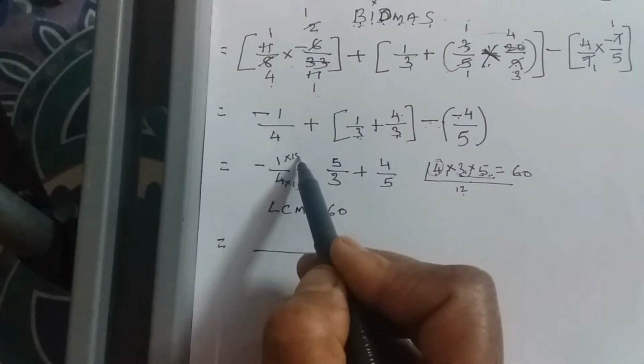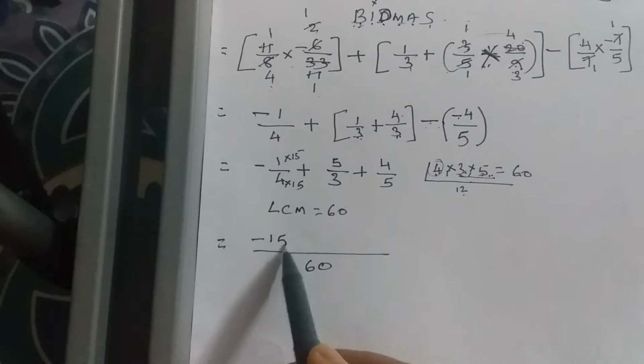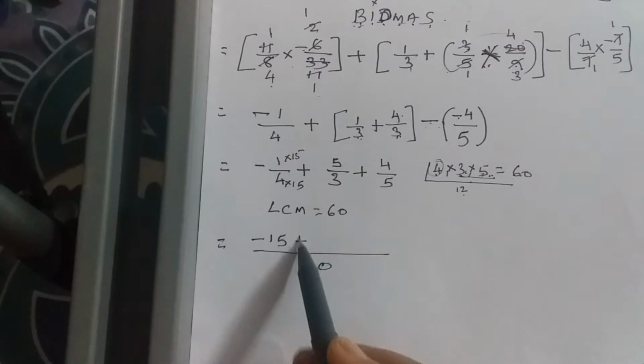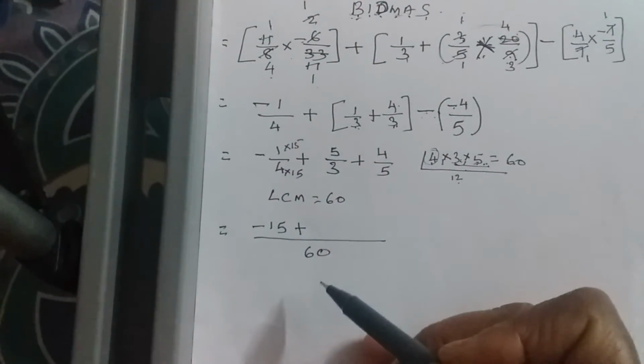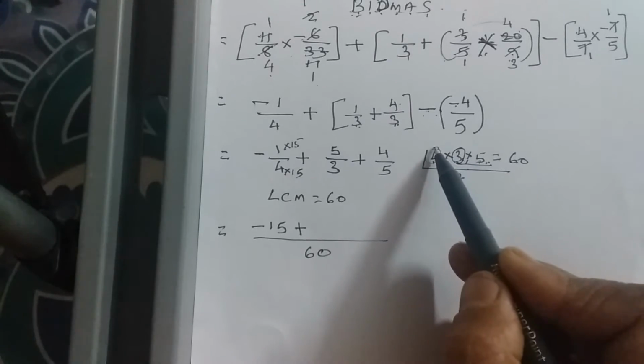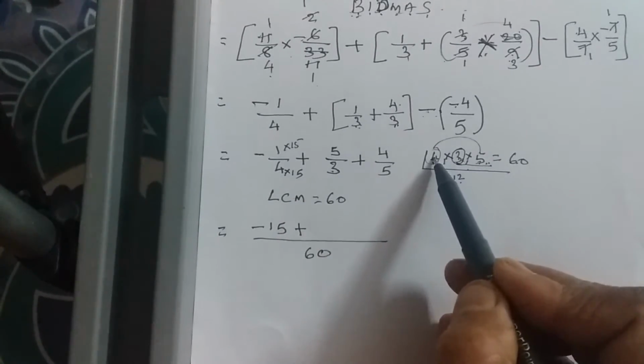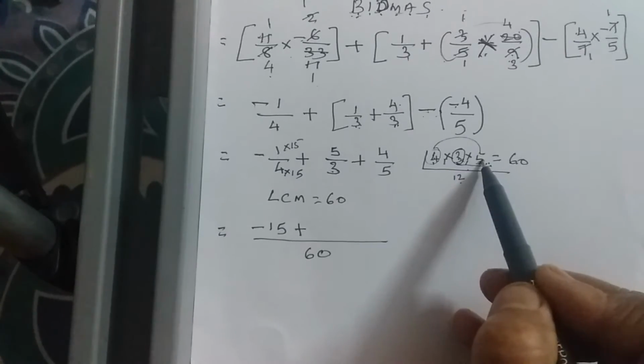Means multiply numerator also by 15. This minus sign. 15 ones are 15. Then put this plus as it is. 3 into what is 60? What is it? This 3. Other than this 3, what are the next two numbers? 4 and 5. 3 is here. So other than 3, what are the other numbers? 4 and 5. And 4 5s are 20.